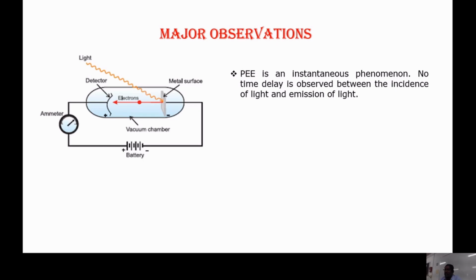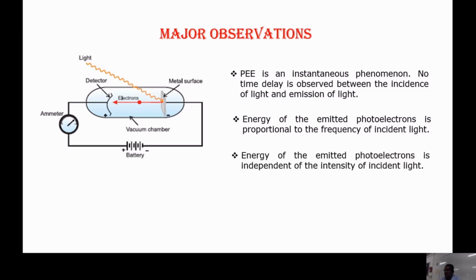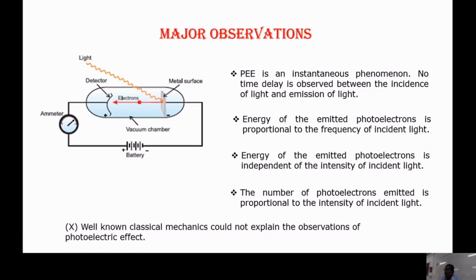First and foremost, photoelectric effect is an instantaneous phenomenon. No time delay is observed between the incidence of light and emission of electrons, and the energy of the emitted photoelectron is proportional to the frequency of incident light. However, it is independent of the intensity of incident light. On the other hand, the number of photoelectrons is proportional to the intensity of the incident light. These four major observations could not be explained by classical mechanics.